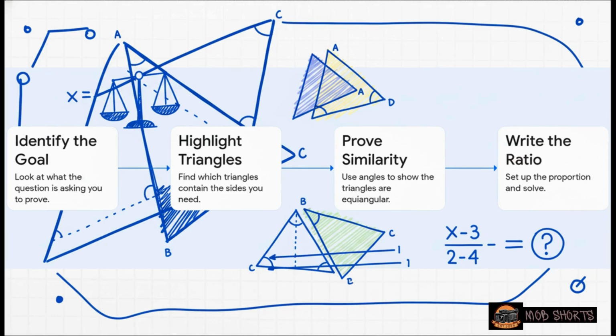1. Identify the goal. Look at what they're actually asking you to prove. 2. Highlight the triangles. Find the 2 triangles that contain all the lines mentioned in that goal. 3. Prove they're similar. This is your main job. Use your angle rules to show they have the same angles. And finally, step 4. Write the ratio, set up the proportion, and solve.